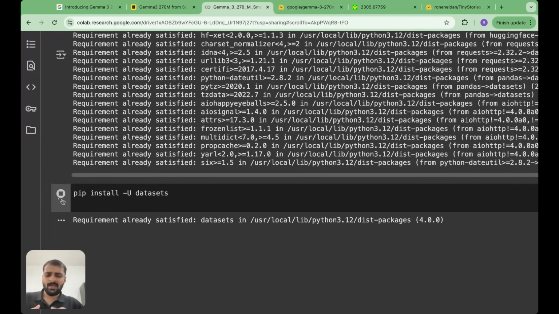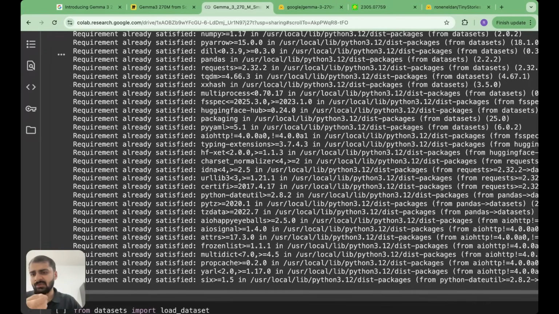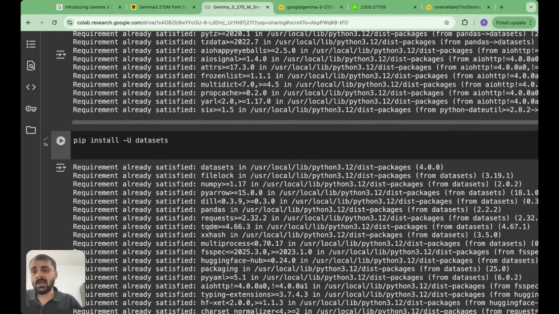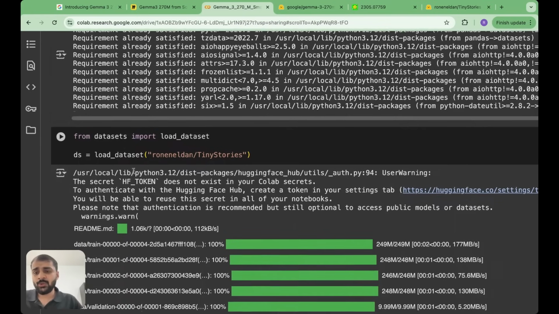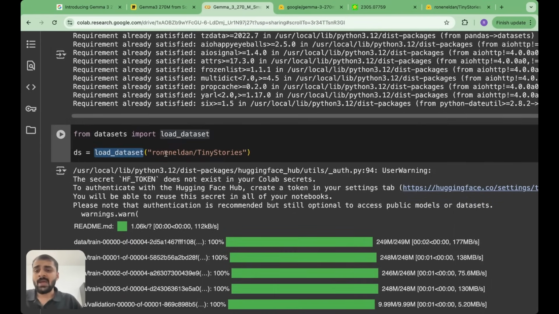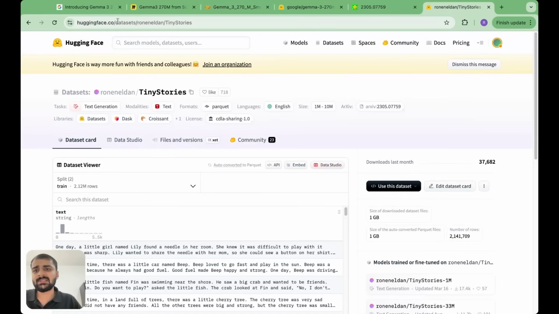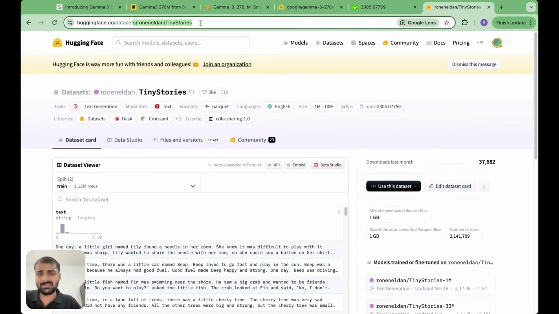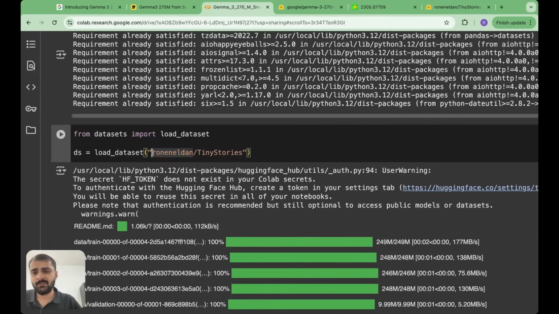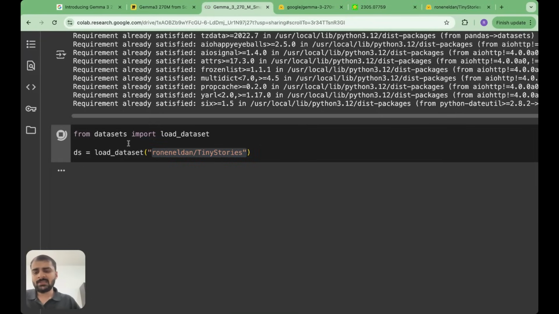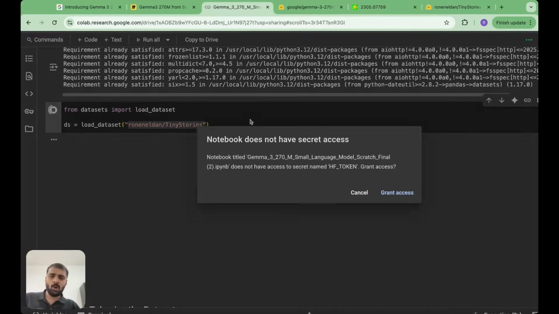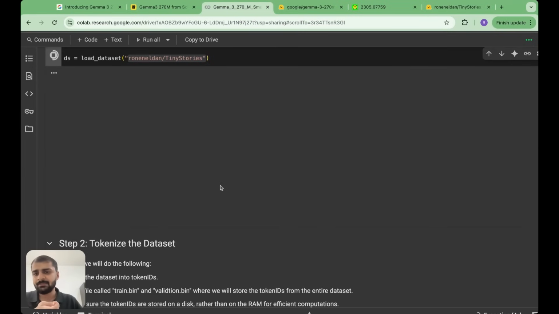I'll again go ahead and make sure the library version is the most recent. The main function which I'm going to use here is load_dataset. In this function, I'm going to pass the TinyStories data. If you go to this link, datasets slash roneneldan slash TinyStories, this is the link which I'm passing over here. Once I run this, my entire dataset will be loaded onto my Google Colab at the moment.